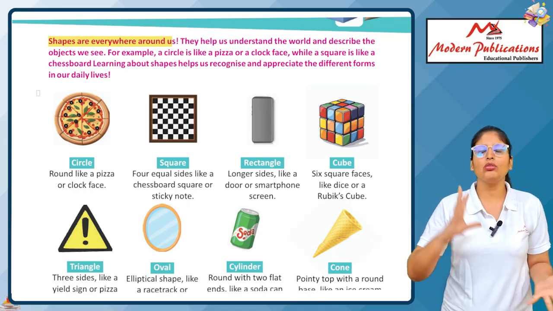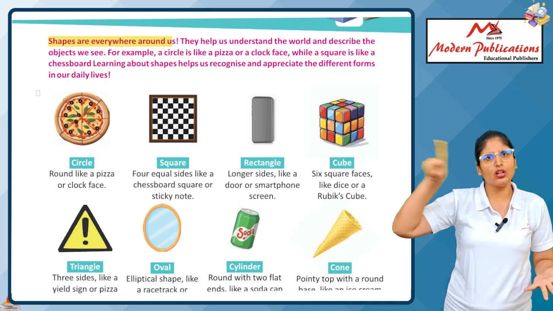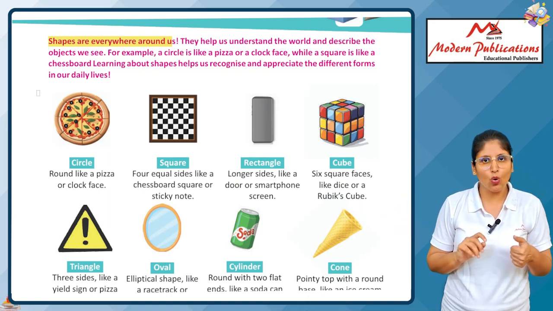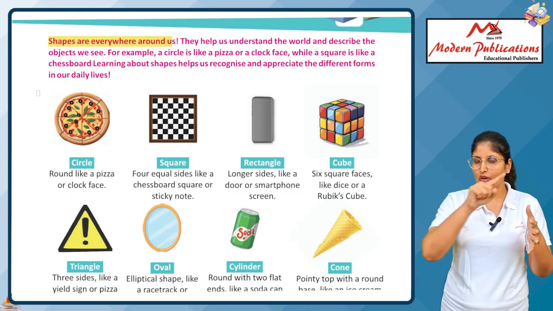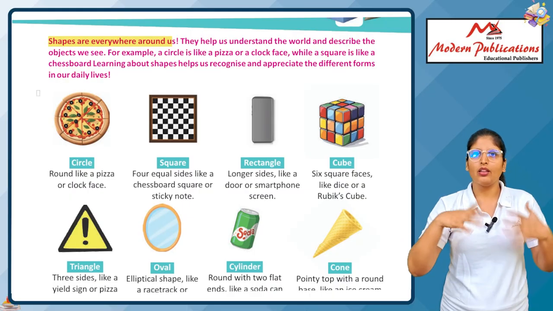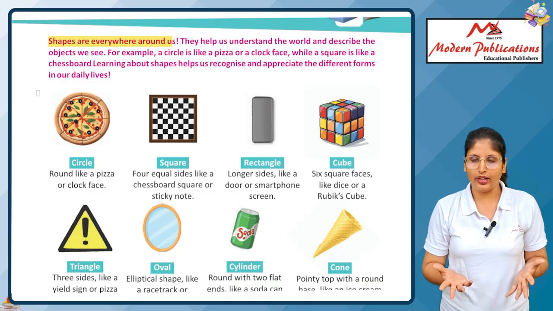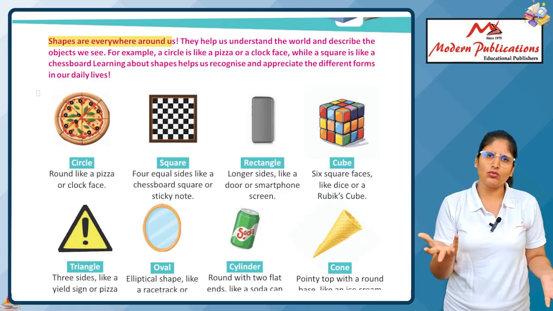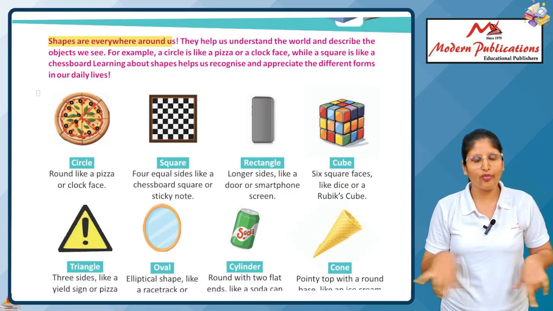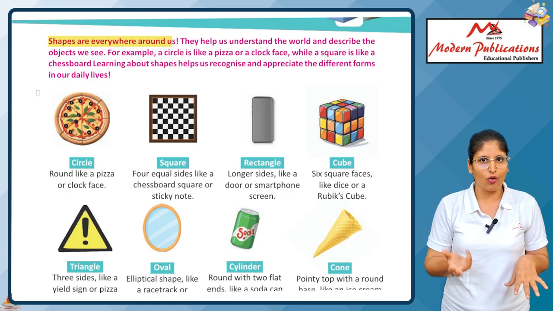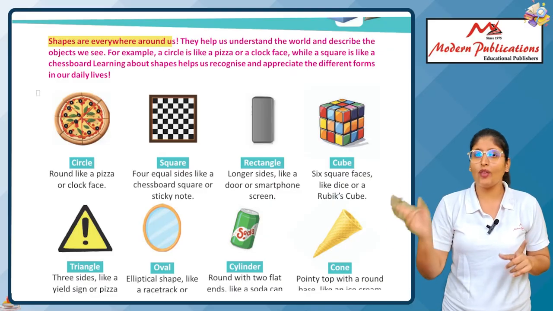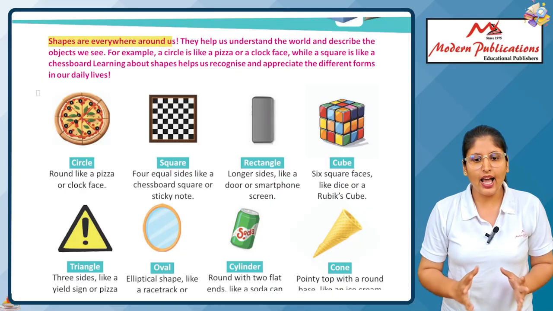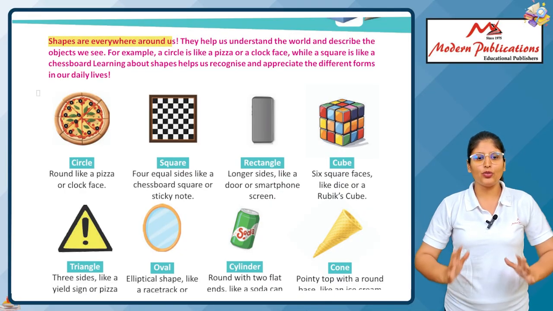If we want to make a sun, we have to make it with a circle. If you want to make an ice cream cone, you first put a cone shape and a circle shape, then you can make an ice cream cone. If you want to draw a pizza, of course pizza is in rectangular form also, but mostly pizza is in a circle shape. So you have to draw a circle. They help us to understand the world and describe the objects we see.